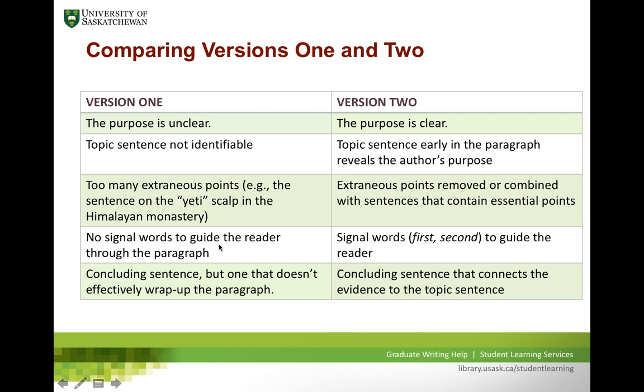In version 1, no or very inadequate signal words guiding a reader. In version 2, very good, clear signal words, especially first and second. In version 1, a concluding sentence, but one that doesn't really wrap up the paragraph. And in version 2, a concluding sentence that connects the evidence to the topic sentence.